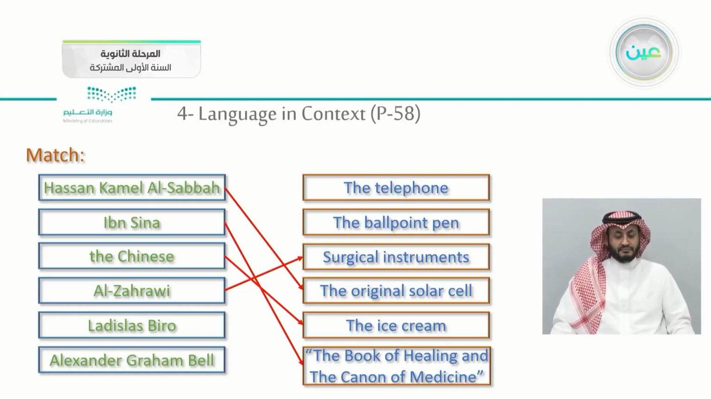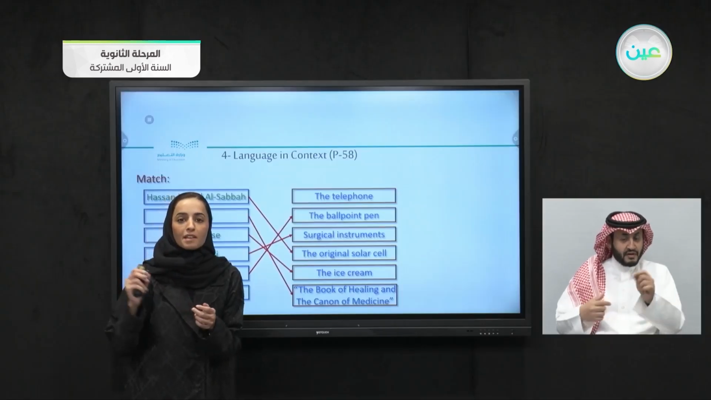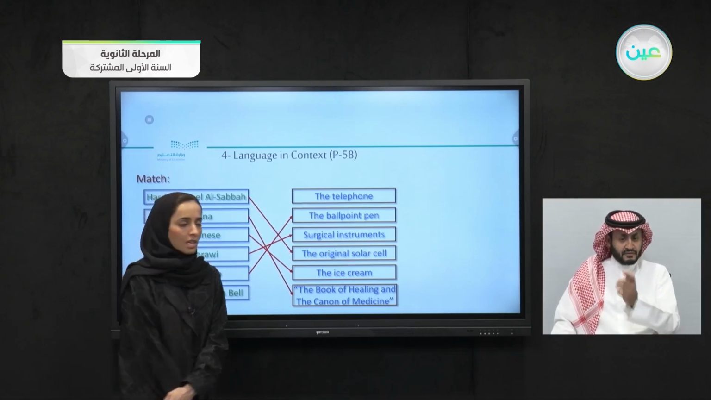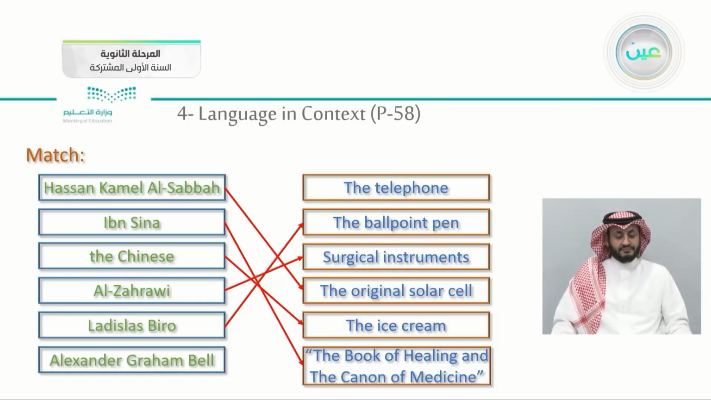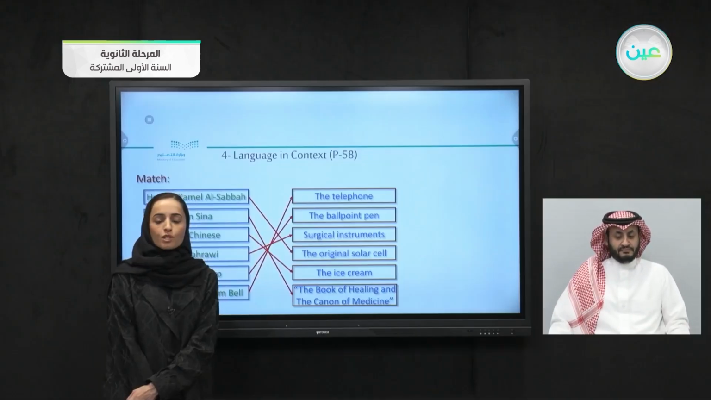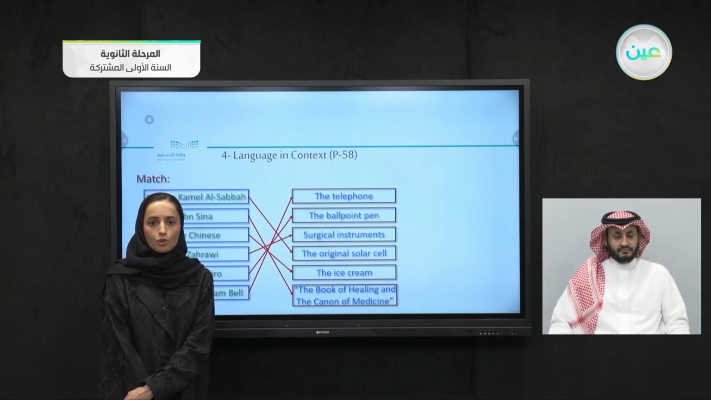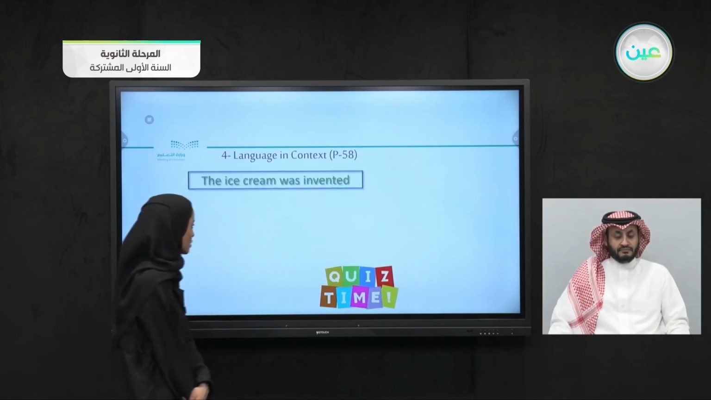Ladislaw Biro is responsible for something that we use every day. He is responsible for the ballpoint pen, not the pencil, the pen that we use to write our homework or anything. Alexander Graham Bell is responsible for the telephone, the invention of the phone. Let's try to match them here.